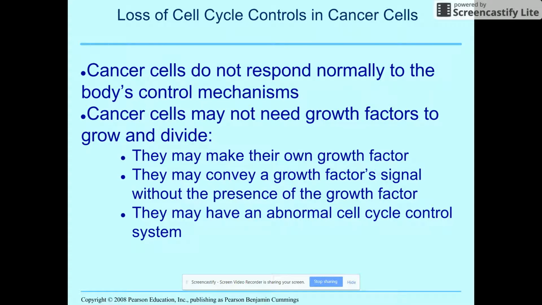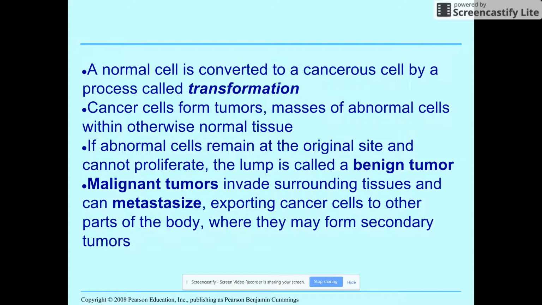So that signal transduction pathway will actually transmit the signal even though there was no ligand to actually trigger that pathway. Or they just might have an abnormal cell cycle control system, meaning one of the checkpoint mechanisms that are in place goes haywire, it has some sort of mutation that would disable that mechanism.